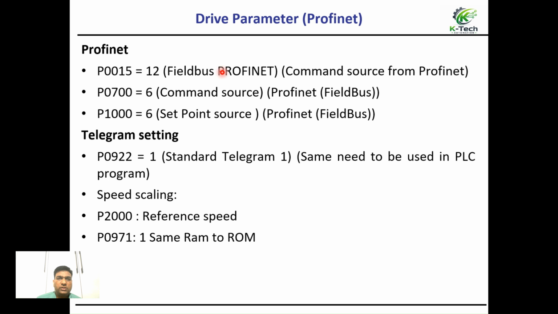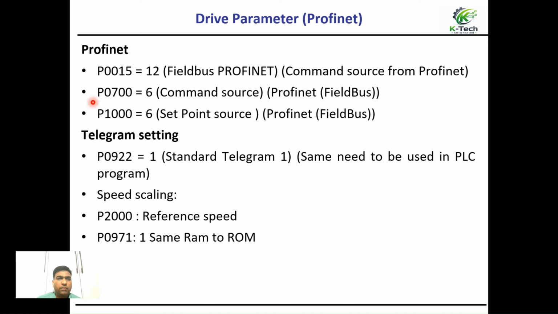So what about the Profinet parameters? P0015 is equal to 12, meaning fieldbus Profinet, so the command source is from the Profinet. There are different sources of command, for example externally or from your keypad. Here the one we want is 12, which is fieldbus, meaning the drive will receive the command from the Profinet.